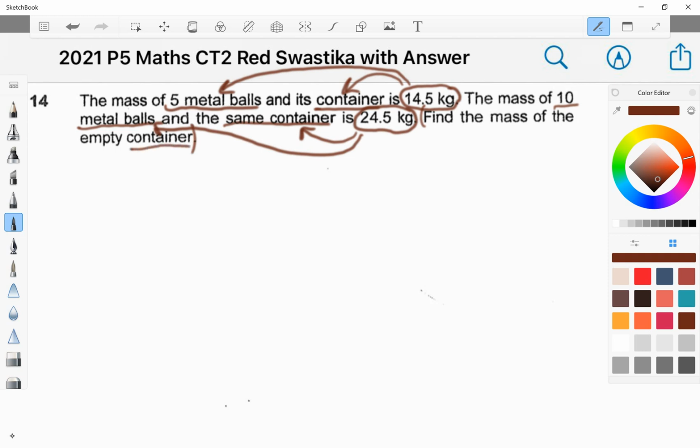So these are the basics. And after I have done my annotations in pencil, I'll reach for my highlighters. Blue for the first information, 5 metal balls and the container weighing 14.5 kilograms. Yellow for the second information, 10 metal balls, same container, 24.5 kilograms. And last but not least, for this case, I want the empty container.